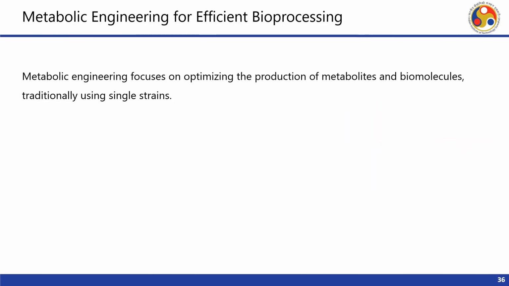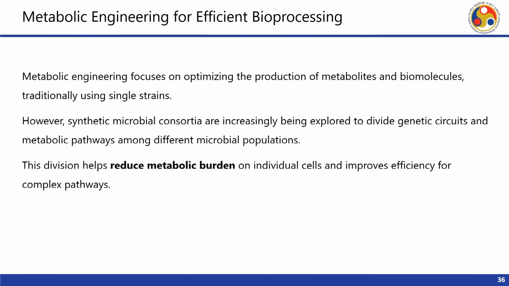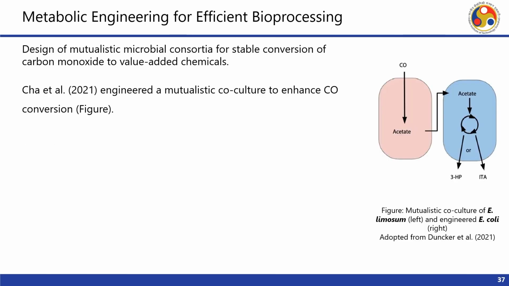Now, let us discuss metabolic engineering for efficient bioprocessing. Metabolic engineering focuses on optimizing the production of metabolites and biomolecules, traditionally using single strains. However, synthetic microbial consortia are increasingly being explored to divide genetic circuits and metabolic pathways among different microbial populations. This division helps reduce metabolic burden on individual cells and improves efficiency for complex pathways.